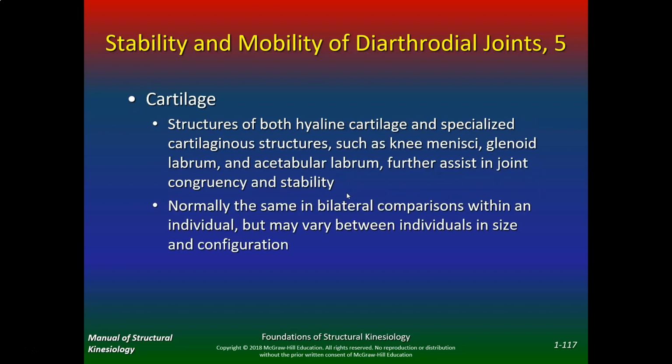Cartilage, structures of both hyaline cartilage and specialized cartilage structures such as the knee menisci, glenoid labrum, and our acetabular labrum further assist in joint congruency. So of course we need the cartilage to help us make the joint stable. Normally the same in bilateral comparisons within an individual.